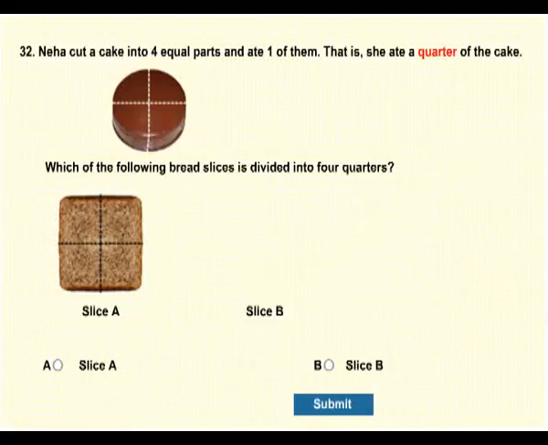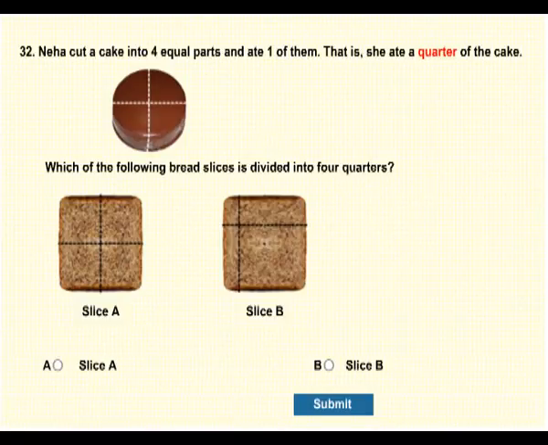Mind Spark plays a role here. It exposes the students to a variety of questions with different types of figures. One such question is shown here. There are 2 figures. In one figure, the whole has been divided into 4 equal parts. In the other figure, the whole is divided into 4 parts which are not equal.